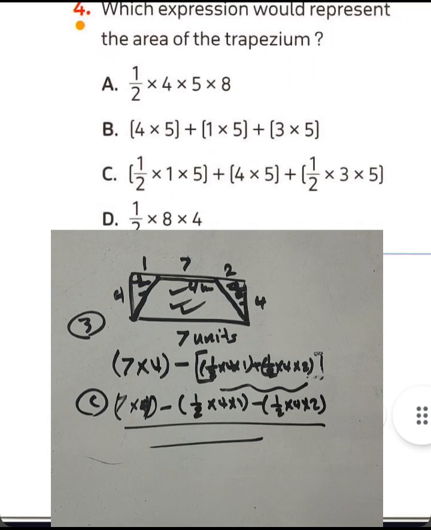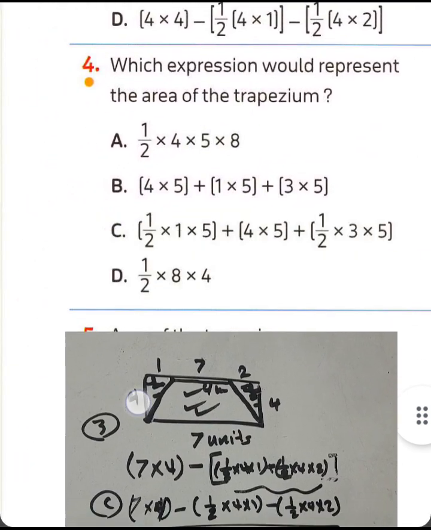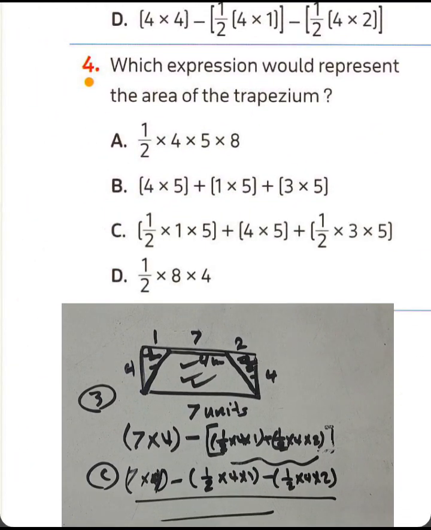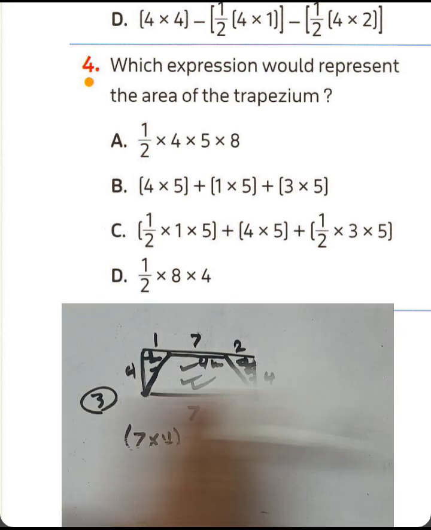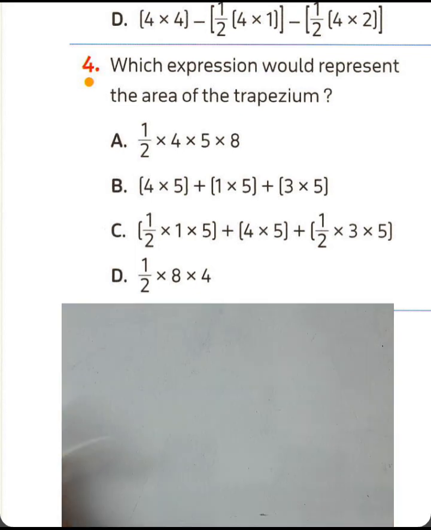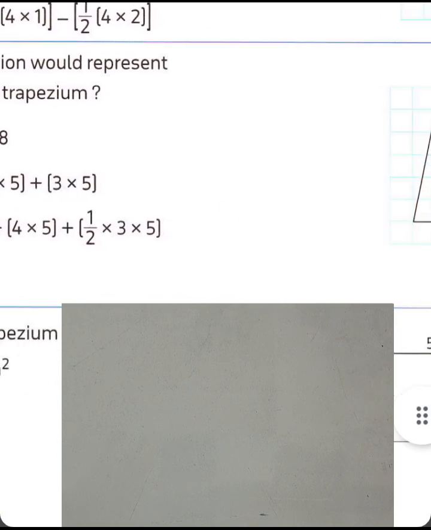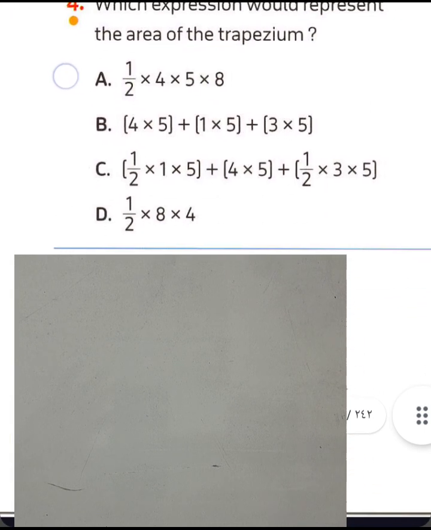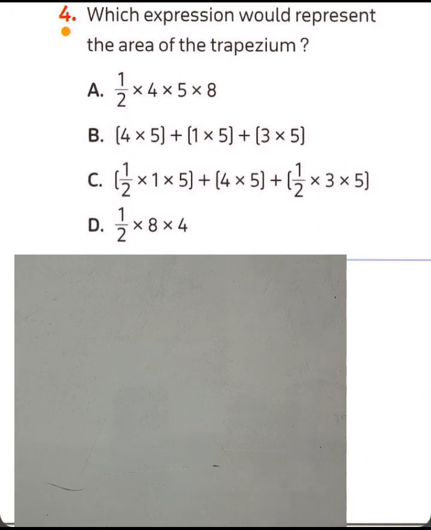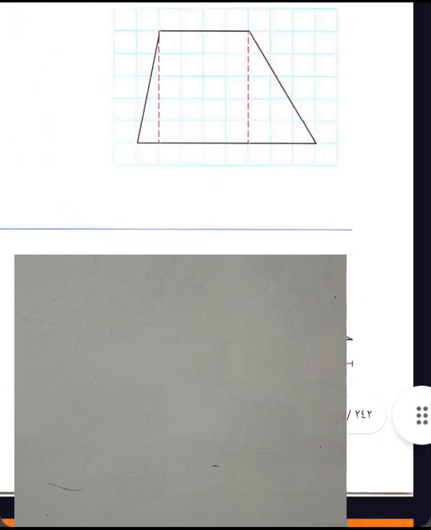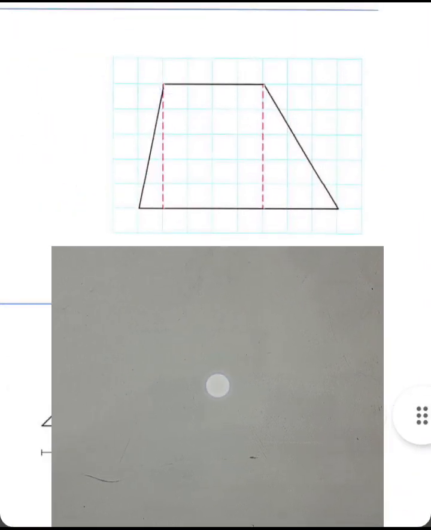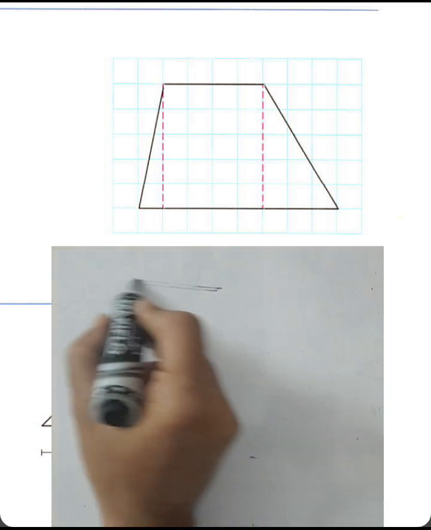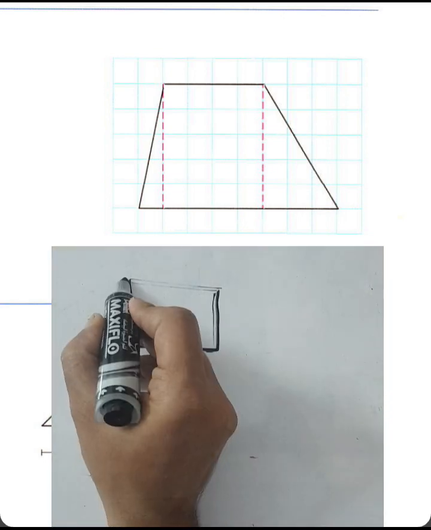Next question: which expression would represent the area of the trapezium? The area of a trapezium is half times base times height. About this trapezium, we have area 1, area 2 and area 3. He divided this trapezium into 3 parts. First step, I will draw this trapezium and divide it into 3 parts.